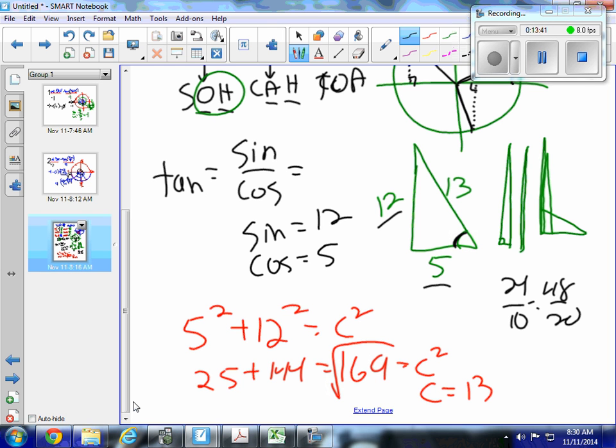So I want to figure out what the hypotenuse is, right? I know that this is side A, that's side B, that's side C. So according to the Pythagorean theorem, a squared plus b squared equals c squared. So 5 squared plus 12 squared is going to equal c squared. 25 plus 144 is 169. I take the square root, I get 13. Is that good? Okay. How are we with that? Everybody okay with that?